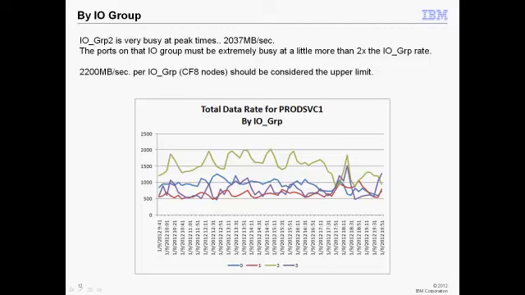Now comes the next rule of thumb. 2200 megabytes per second per IO group should be considered the upper limit for an IO group consisting of CF8 nodes. This rule of thumb relates back to the previous 8 gigabytes per second per cluster rule previously stated.